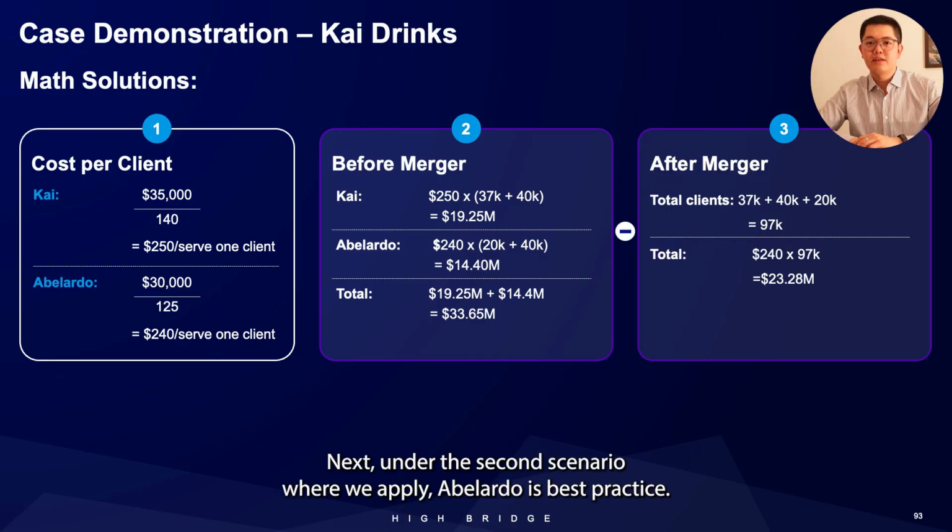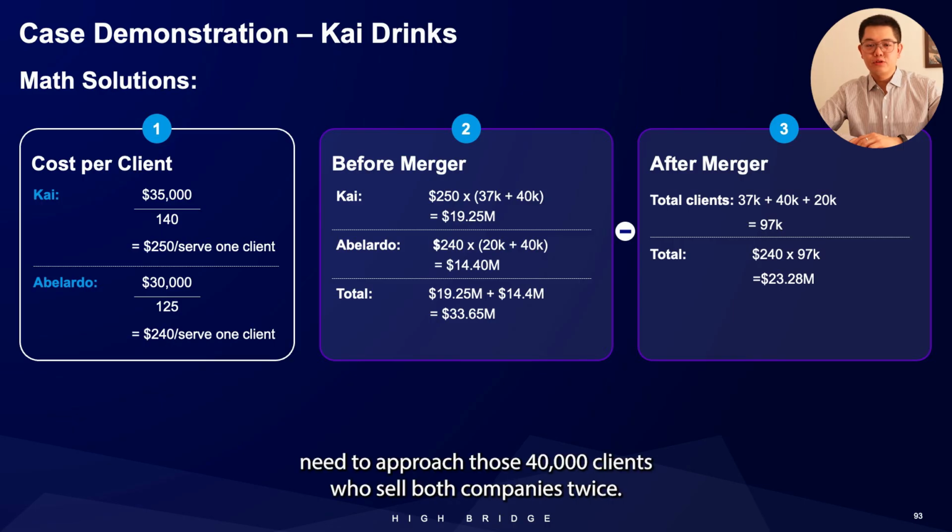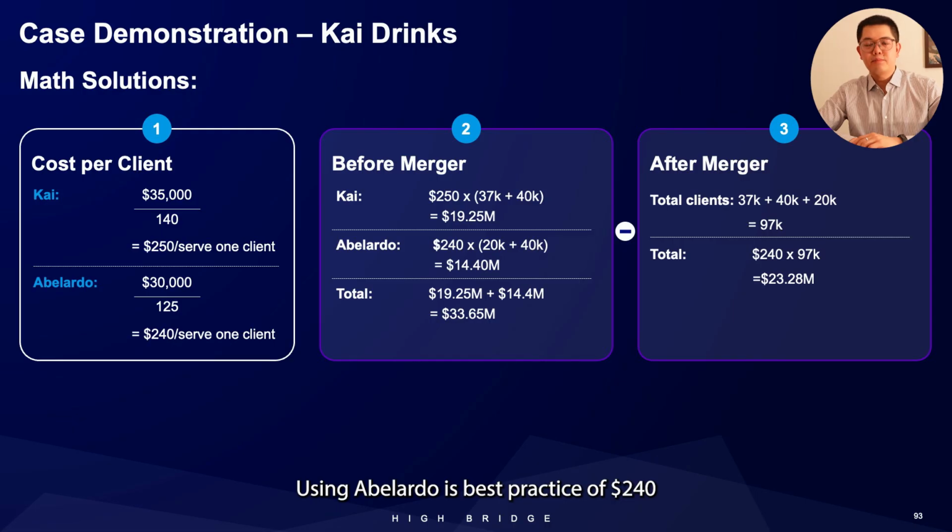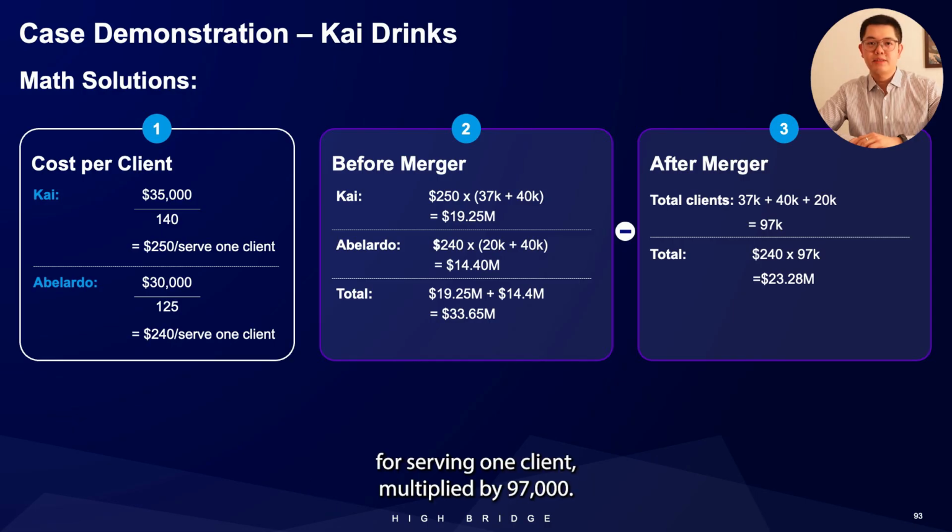Next, under the second scenario, where we apply Abelardo's best practice after the acquisition, we can assume that the two sales teams are consolidated, so Kai Drinks doesn't need to approach those 40,000 clients who buy from both companies twice. Therefore, under this scenario, the new total number of clients to be served is 97,000. Using Abelardo's best practice of $240 for serving one client multiplied by 97,000, the total cost under the second scenario is $23.28 million.